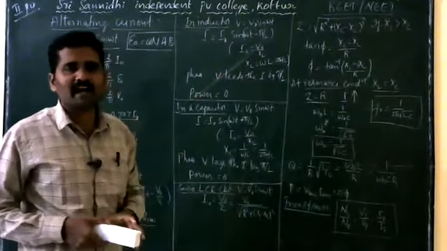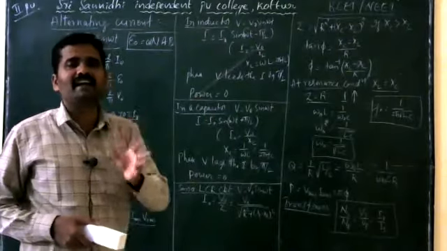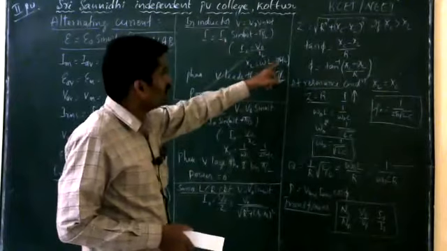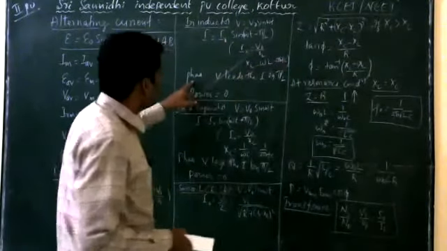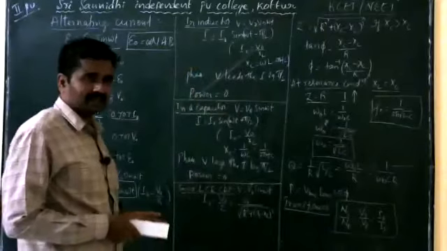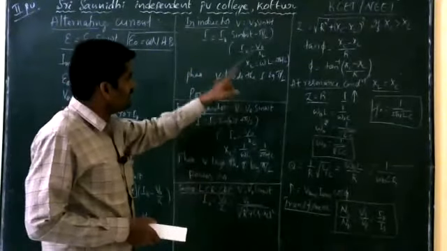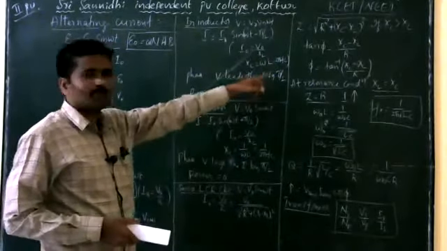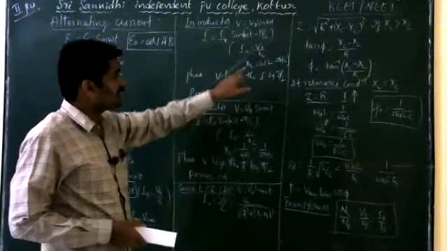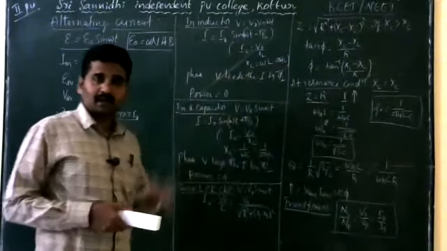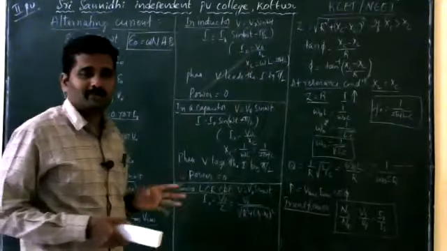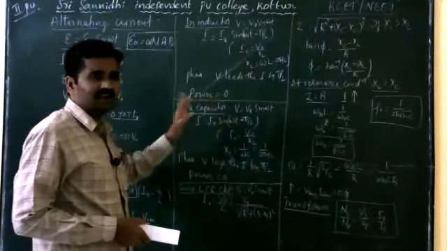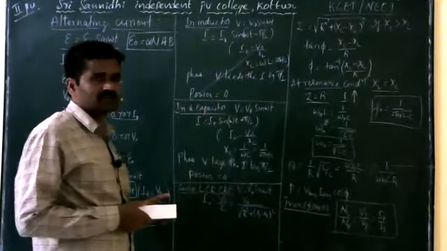What do you mean by inductive reactance? It is the opposition offered by an inductor, equal to omega L, that is 2 pi f L. The phase between voltage and current in the inductor: voltage leads the current by pi by 2, and current lags the voltage by pi by 2. So the power dissipation in an inductor is 0.